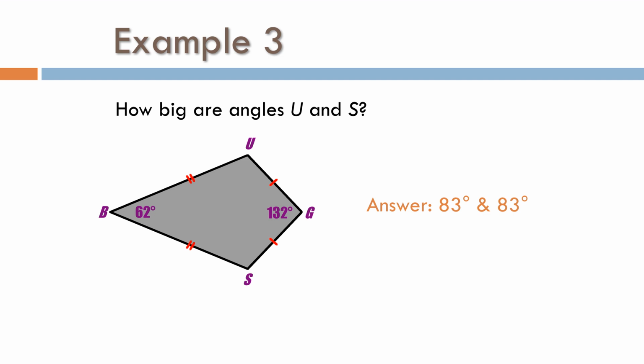Could you enlighten us a little bit as to how you did that? What did you type into your calculator? Four sides, so minus 2 times... 132 plus 62. Find the total of that minus that. Divide by 2. What he said, translating, is it's a quadrilateral, the sum of the angles is 360. He realized that angle U and angle S are congruent to each other. So he took 360 minus 132 minus 62 to get that total, divided that total in half, and those two angles are equal.